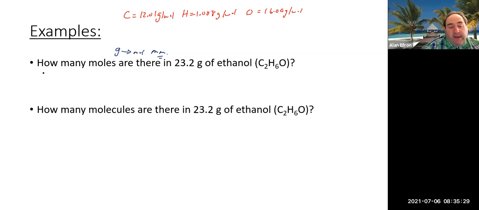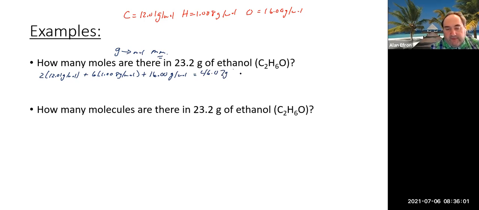So in this case, we have 2 carbons at 12.01. We have 6 hydrogens at 1.008. And we've got an oxygen at 16, which means if we add all that together, 2 times 12.01 plus 6 times 1.008 plus 16 gives us 46.07 grams per mole. And remember, we can write 2 conversion factors for that.